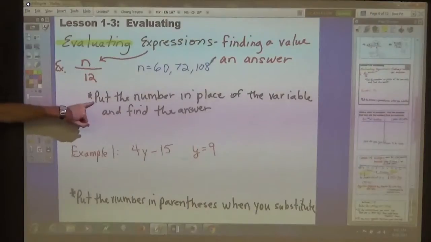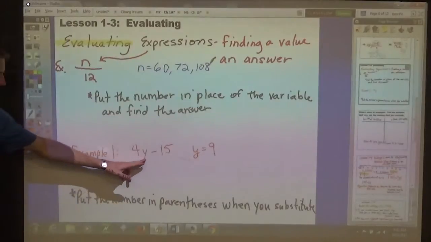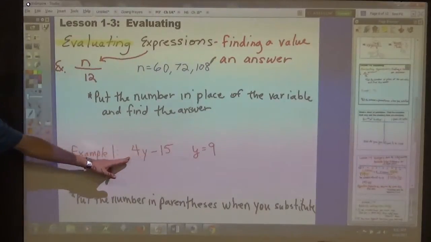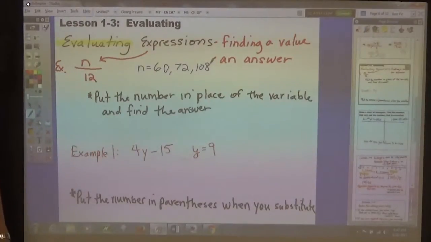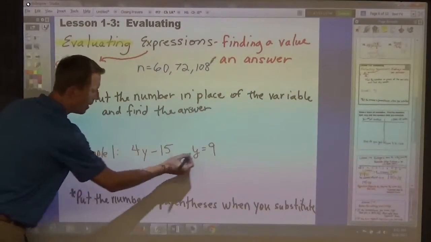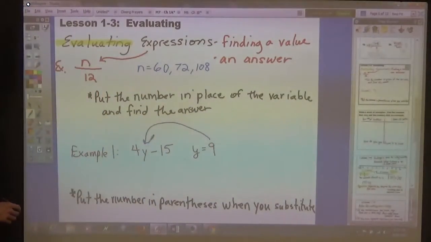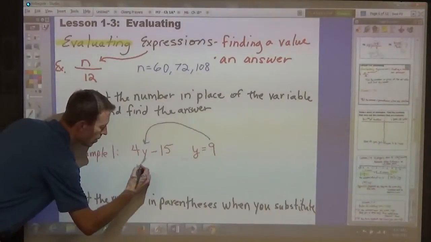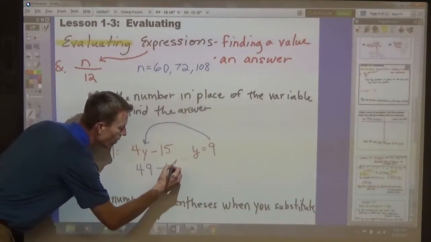Okay? So here's what you're doing. Putting the number in place of the variable to find the answer. That's what evaluating is. The first example in your book gives you this. A little bit more complicated expression, but not too difficult. We just talked about the order of operations. So if we insert the 9 in place of the y, then 4, 9, 1, 5.